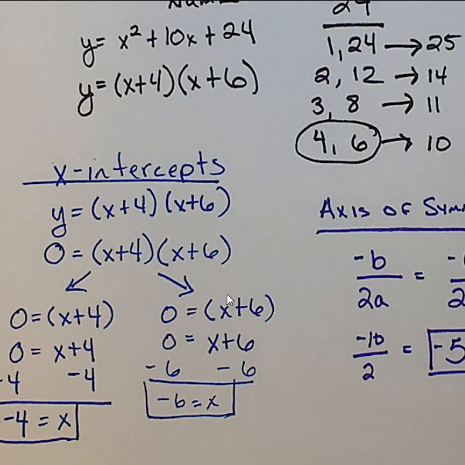1, 2, 3, 4, 5, 6. That's negative 6, and that's negative 4, right? Where's negative 5? Right in the middle. The axis of symmetry will always fall right in the middle in between your two zeros. Every time. Okay? That's why those are important.